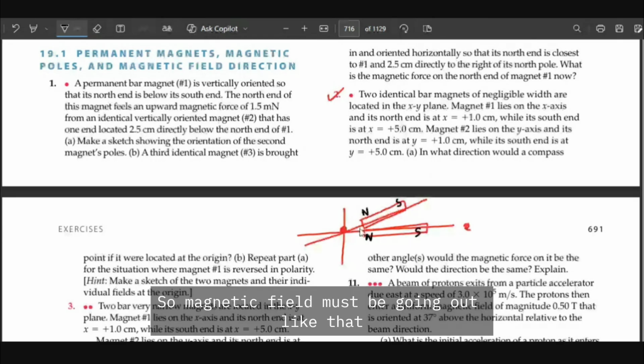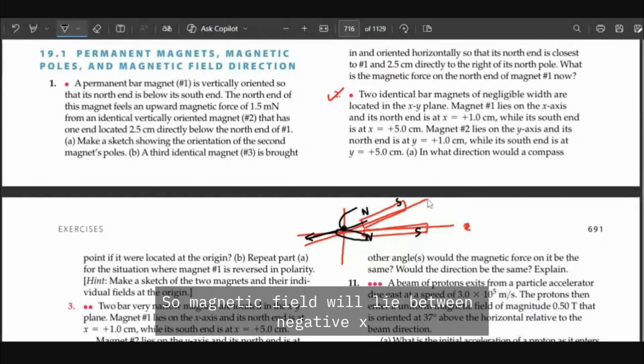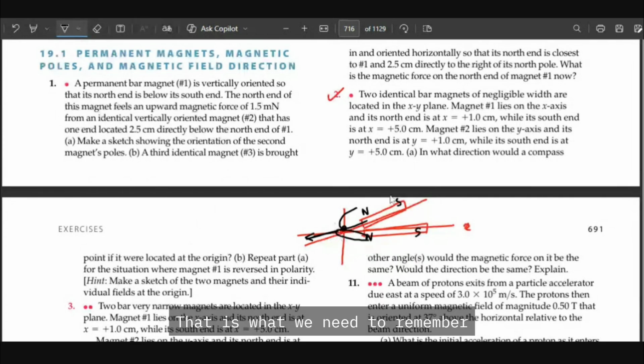So the magnetic field must be going out like that. So at this point, the magnetic field direction must be this way. That is between the positive x-axis, between negative x and negative y. So the magnetic field will lie between negative x and negative y. That is what we need to remember.